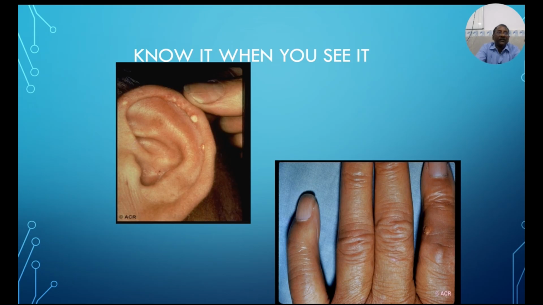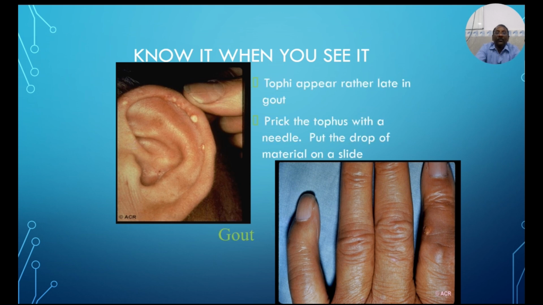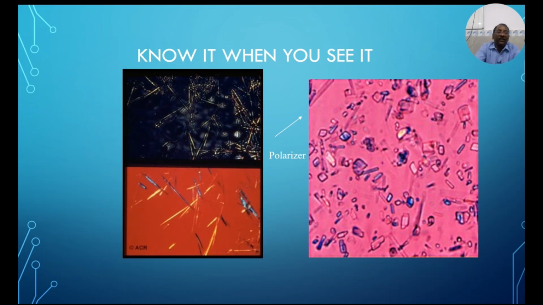See the gouty arthritis. Okay, your tophi. Here is a very important thing here. Tophi appear rather late in the gout. Prick the tophus with a needle, put a drop of the material on the slide. So you can see here, the first one is the classical gout. The second one is pseudo gout.